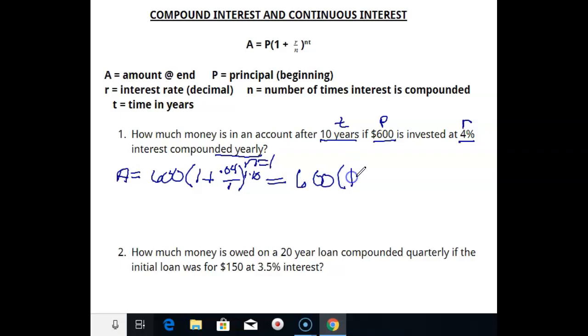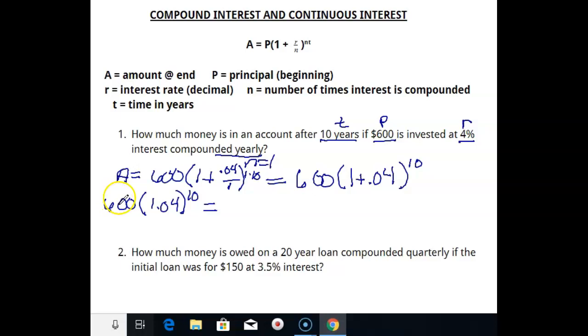Okay, 1 plus 0.04 divided by 1. I'm going to leave it this way because normally I would not go ahead and add this, but you can. All you guys know what that's going to be. Raised to the 1 times 10. So I've got $600 times 1.04 raised to the 10th power. Now again, if you don't have a calculator that can do the exponent, well, everybody has a calculator that can do an exponent. If you were supposed to show all your work, I would do this part, but we're not going to do that.